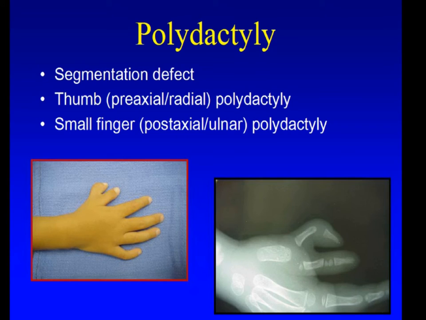According to the old classification system, this was lumped into a segmentation defect. We now know a lot more about this, and it seems to be more related to that zone of polarizing activity and some gradient issues with sonic hedgehog. So this comes in a number of different varieties. There's the thumb side that's affected, which is referred to as either preaxial or radial polydactyly. And then there's the small finger side of the hand, which is postaxial or ulnar polydactyly.